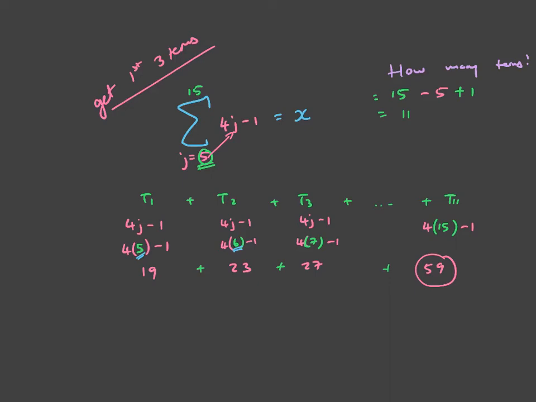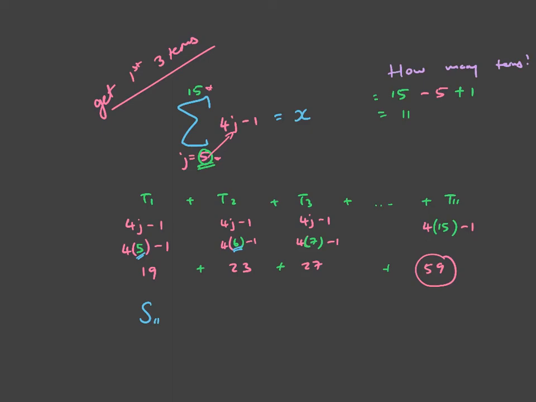4 times 15 minus 1. How many terms in the sequence again? Remember, the top counter, the one on top, minus the bottom counter, plus 1. So 15 minus 5 plus 1. In other words, what we're going to work out here is the sum of the first 11 terms. Remember, n is equal to 11.